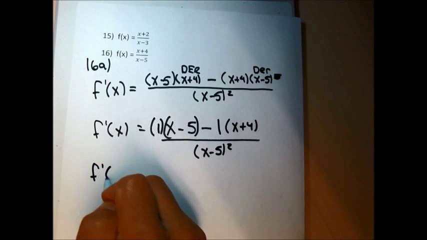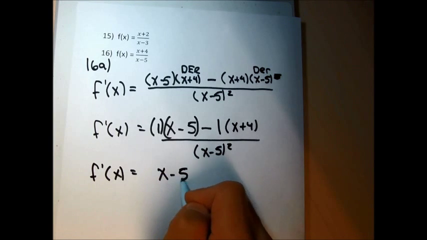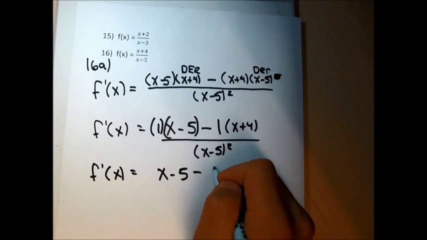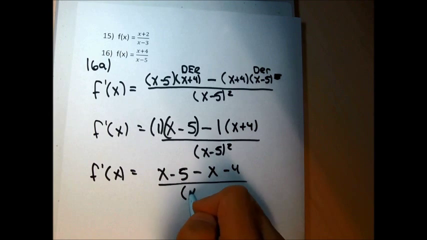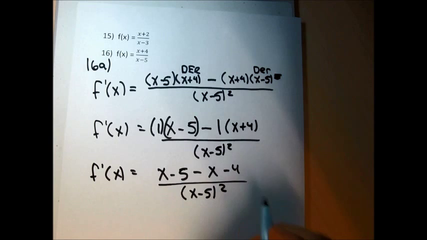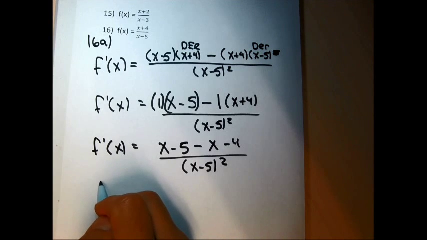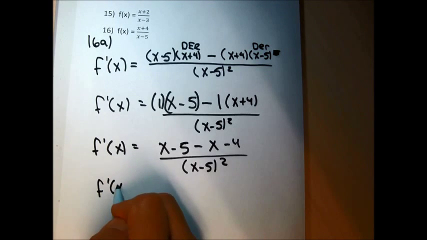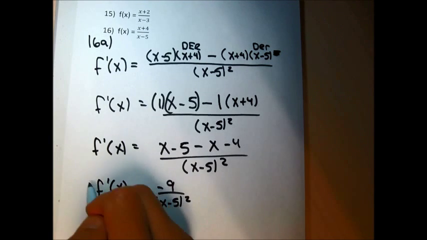Now I'm going to distribute and get 1 times x minus 5 is x minus 5, minus 1 times x is minus x, minus 1 times 4 is minus 4. In the numerator, the x's cancel, and minus 5 and minus 4 give me a minus 9. So the answer to part A, f prime of x, is going to be negative 9 over x minus 5 squared.